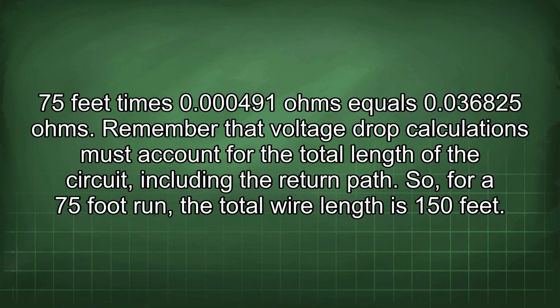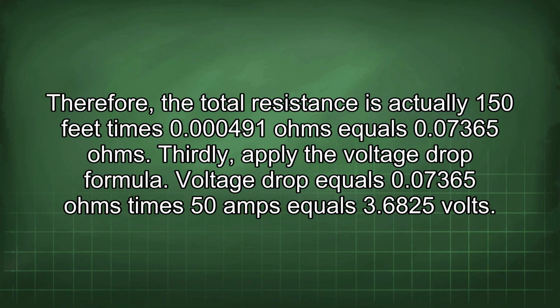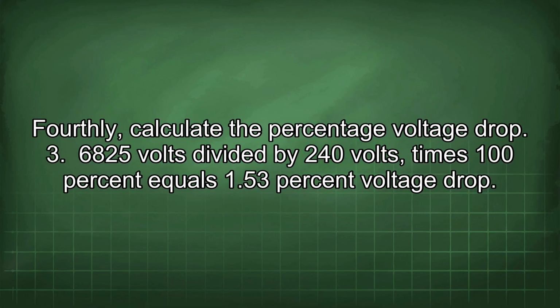0.36825 ohms. Remember that voltage drop calculations must account for the total length of the circuit, including the return path. So, for a 75-foot run, the total wire length is 150 feet. Therefore, the total resistance is actually 150 feet times 0.491 ohms equals 0.7365 ohms. Thirdly, apply the voltage drop formula. Voltage drop equals 0.7365 ohms times 50 amps equals 3.6825 volts. Fourthly, calculate the percentage voltage drop.